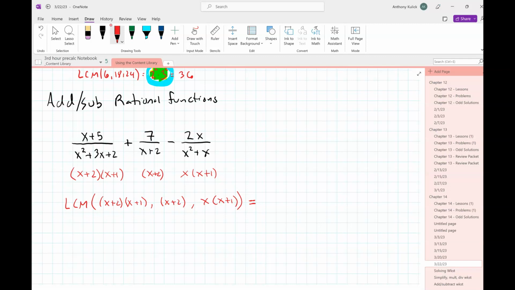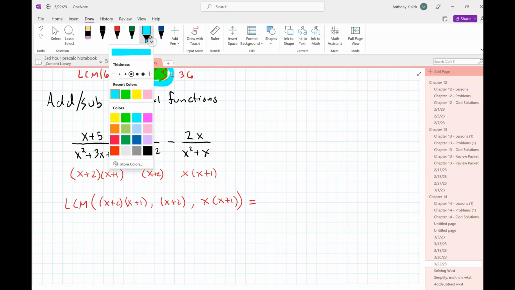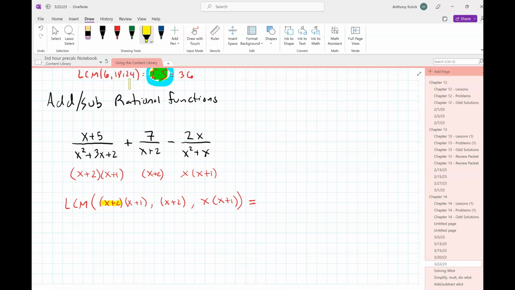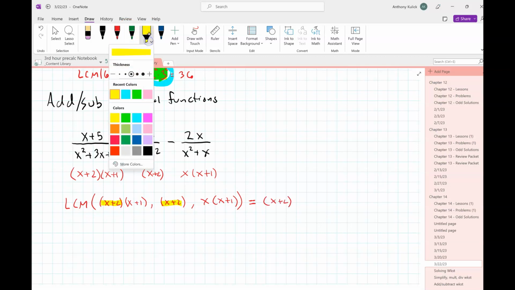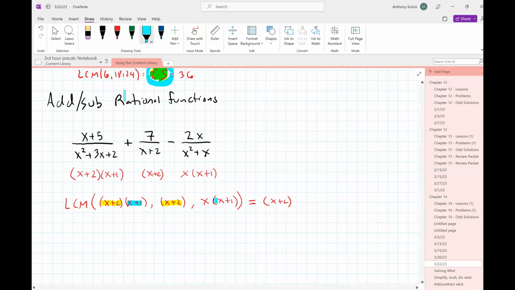How many distinct prime factors do you see? I see an x plus 2. Yeah. X plus 1. I see an x plus 1. And I see an x.